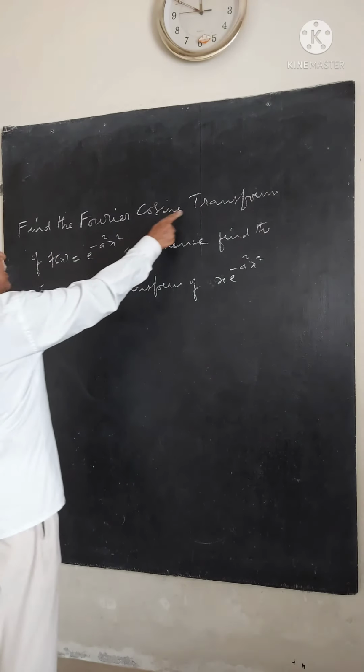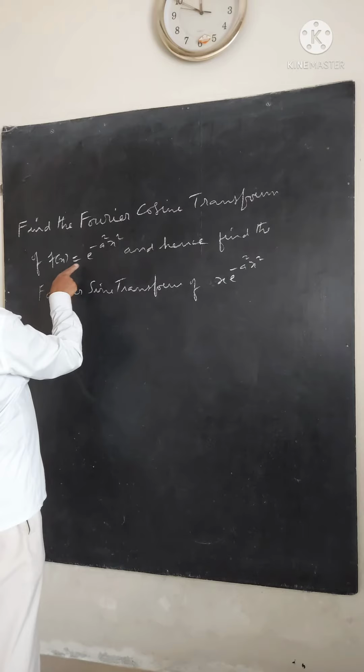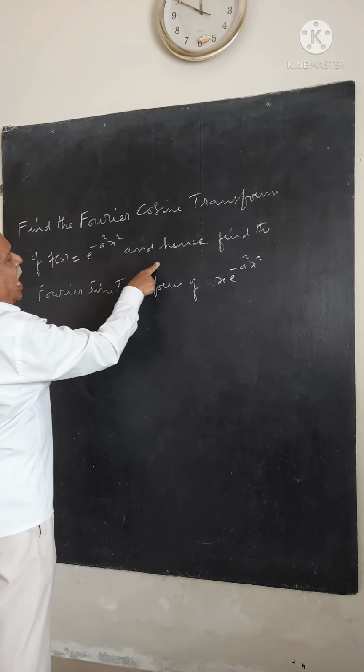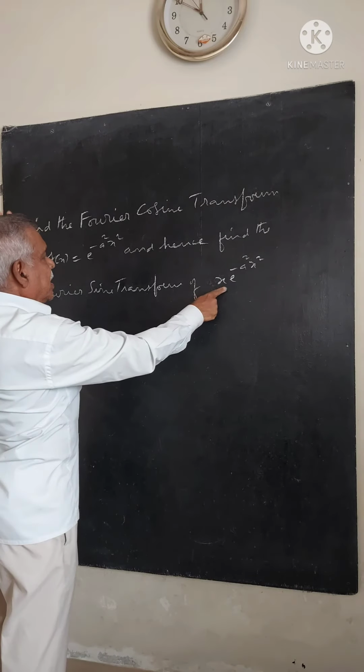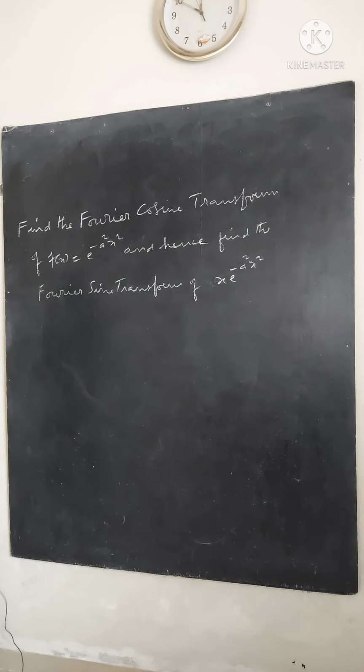Find the Fourier cosine transform of f of x equal to e power minus a squared x squared, and hence find the Fourier sine transform of f of x equal to x e power minus a squared x squared.